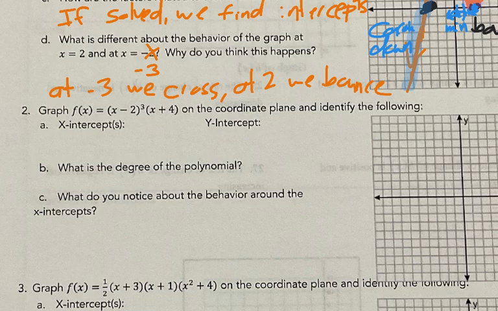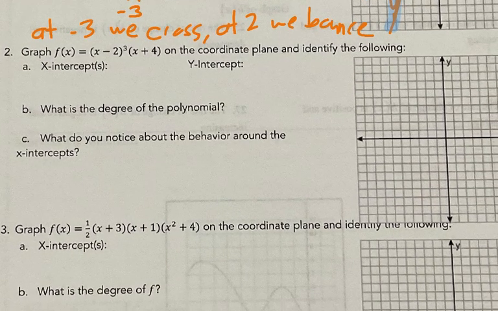All right, let's look at 2, and let's see what we can figure out without graphing it, using what we just learned. So I've got (x minus 2) cubed times (x plus 4). So where are the x-intercepts here? At 2 and negative 4. Could we find the y-intercept? Yes, we can.